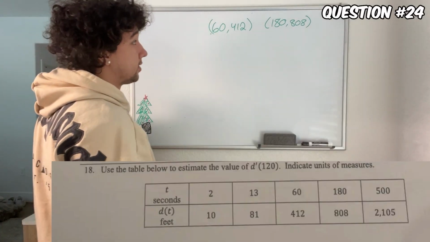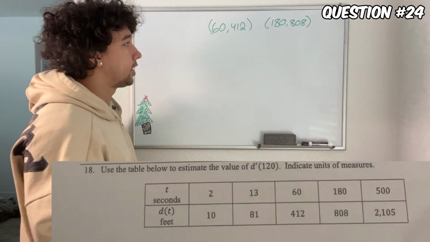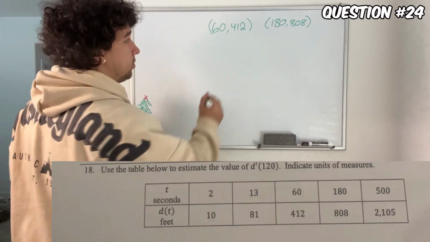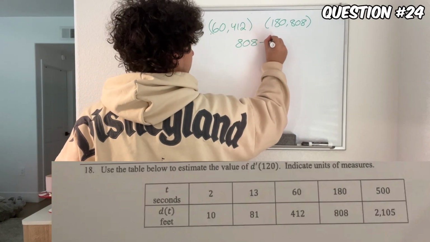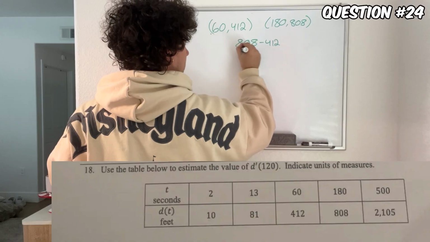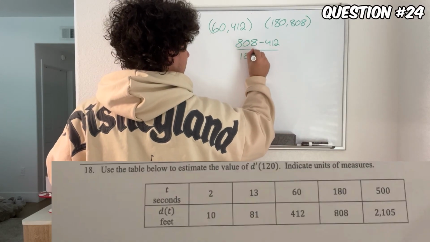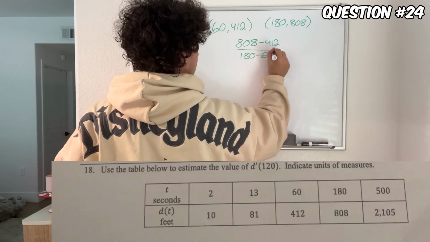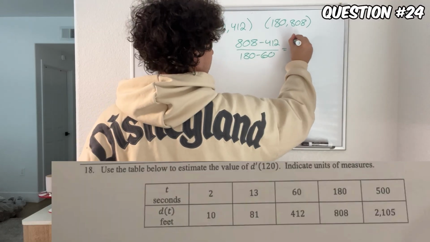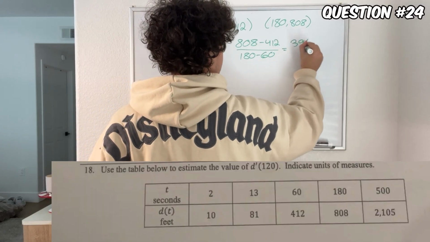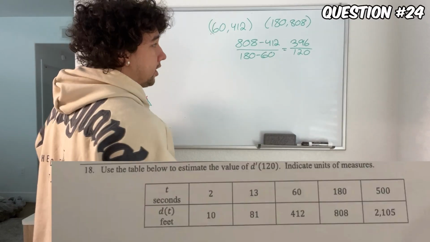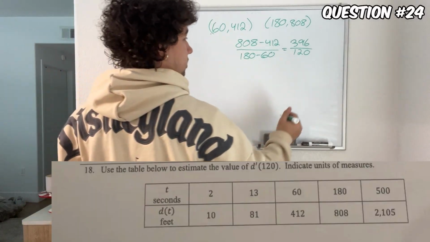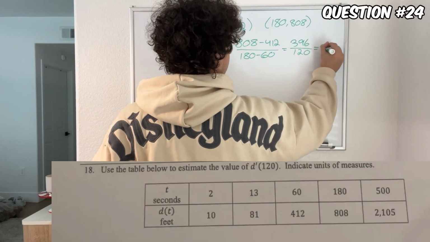From here, what I'm going to do is I'm just going to take the average rate of change. So I'm just going to find my slope. So 808 minus 412 over 180 minus 60. This simplifies down to 396 over 120. I'm assuming you're allowed to use a calculator here. If you weren't though, you just keep on reducing it, but this is all going to end up equaling 3.3.